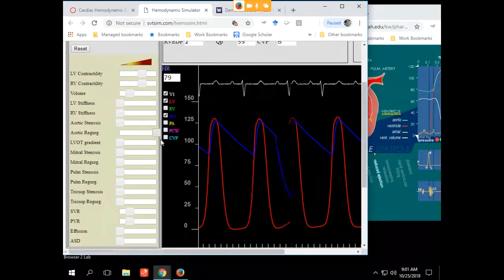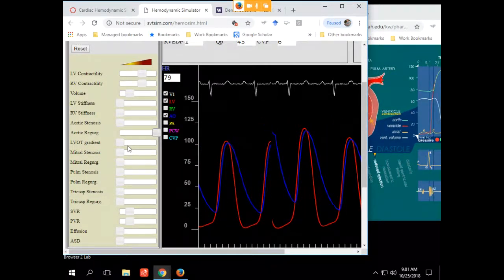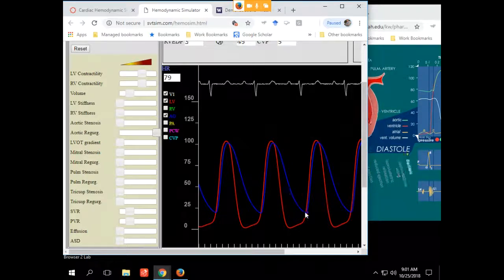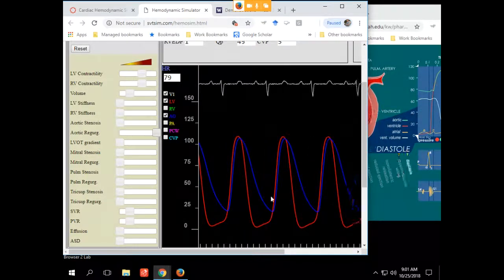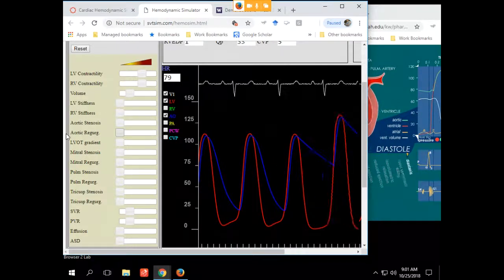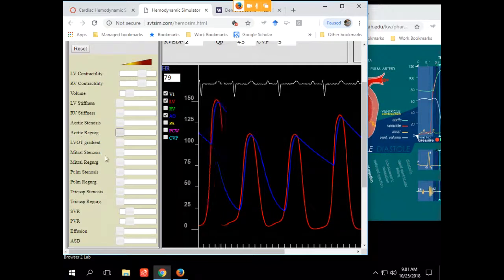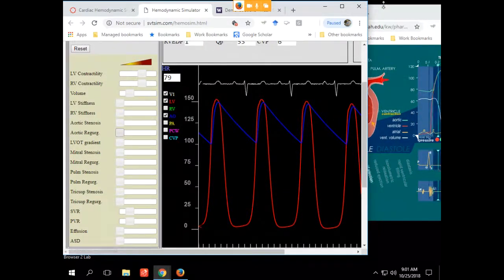Aortic regurgitation. Boom. Oh, snap. It almost looks like an LV almost, right? Look at that. So it just stays open. Wow. So that was an aortic regurgitation.